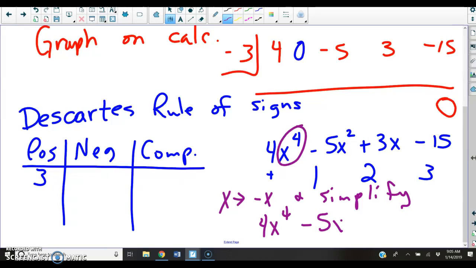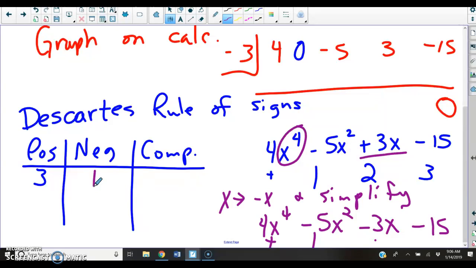But when you raise it to an odd power, it is going to change. So now instead of plus 3x, it's minus 3x. Okay, so this started as positive, and it went to negative, so that's 1 change. Negative, negative, they stayed negative, it didn't change again, so we have 1 possible negative.